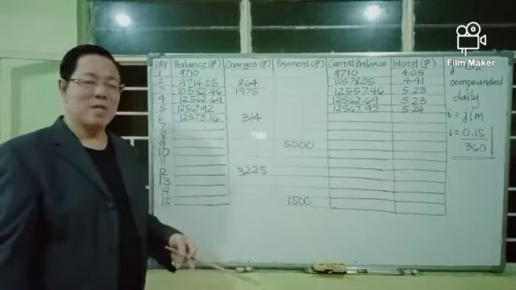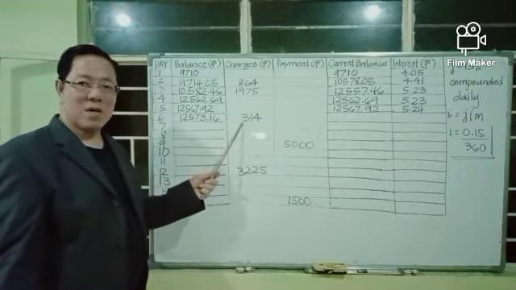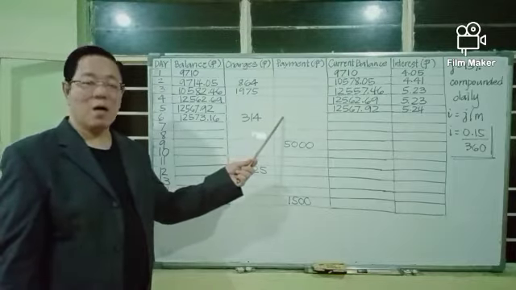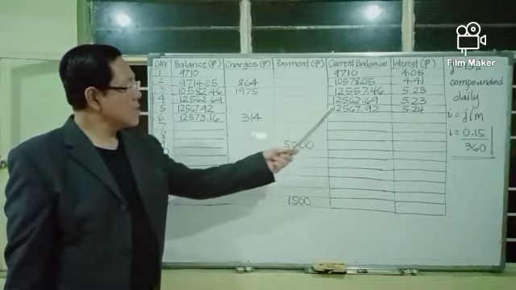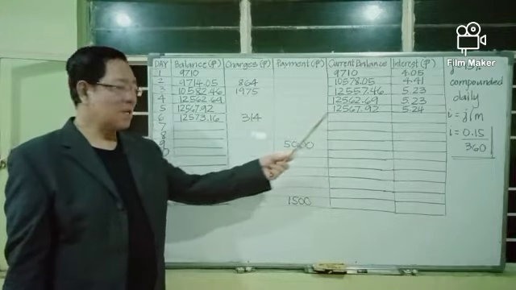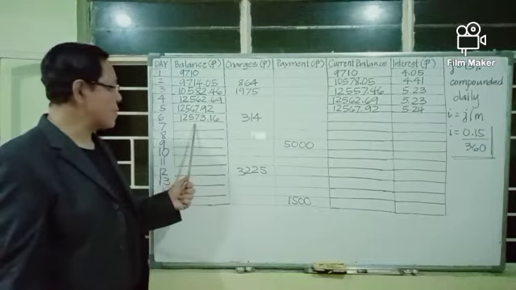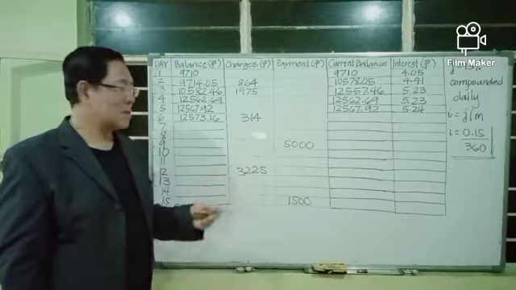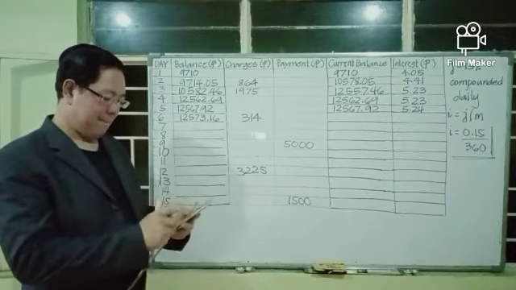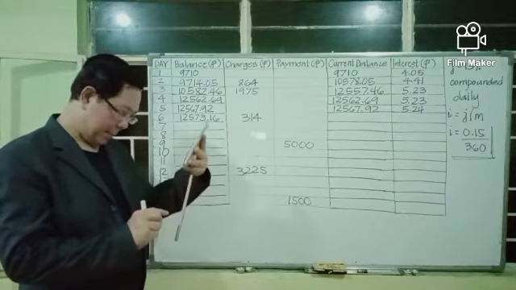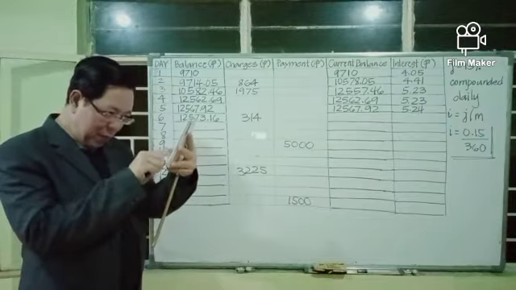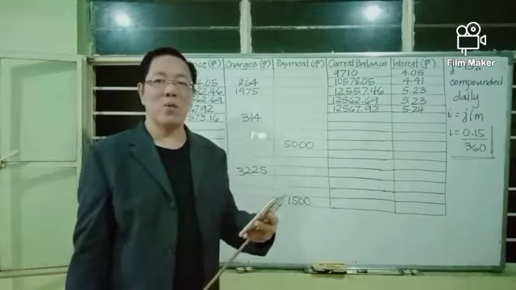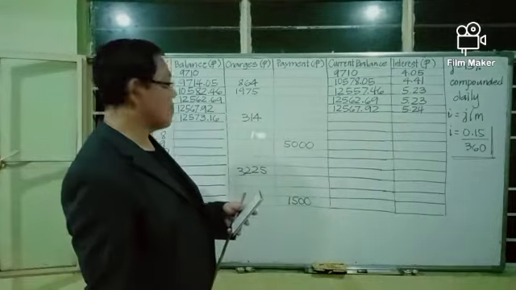And Nina made use of her credit card to pay for this amount of 314 pesos. But there was no payment made by Nina on November 6. Thus, the current balance at the end of November 6 is the sum of 12,573.16 and 314 pesos. And you should get 12,887.16, the current balance at the end of November 6.